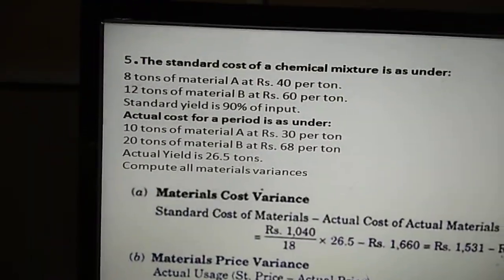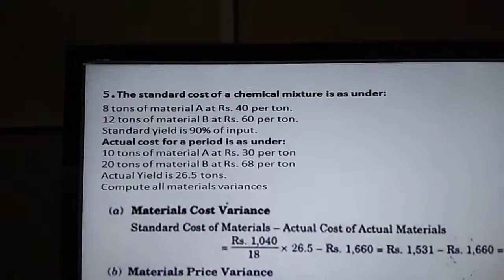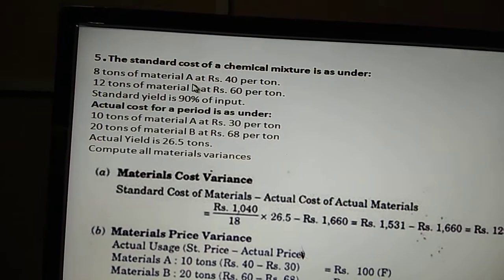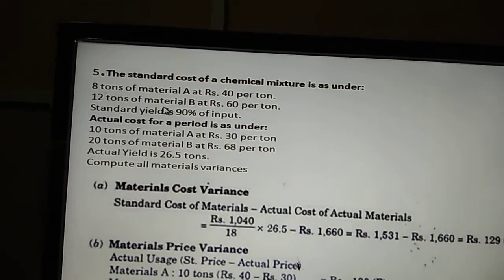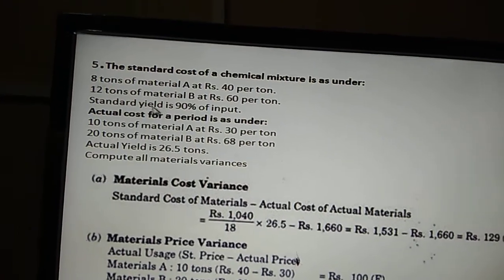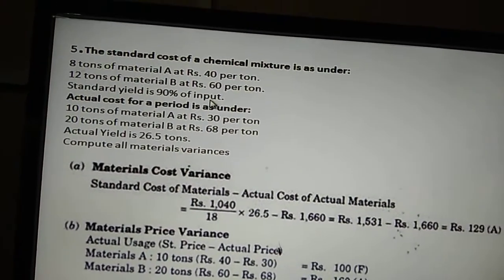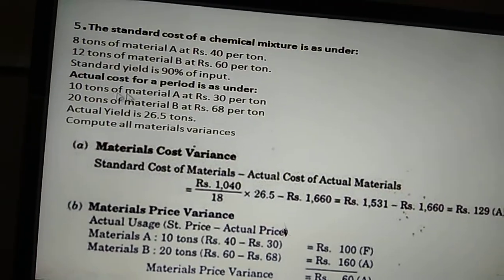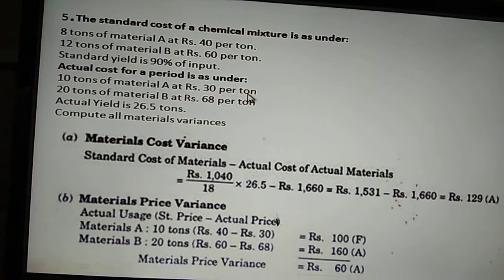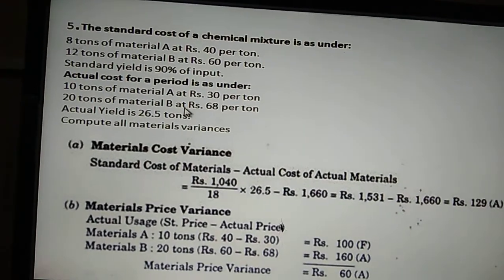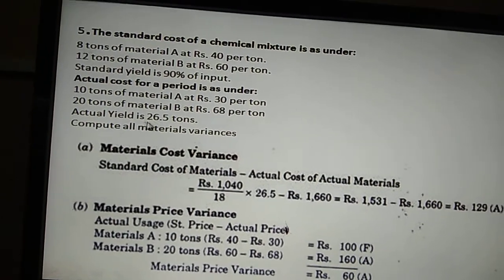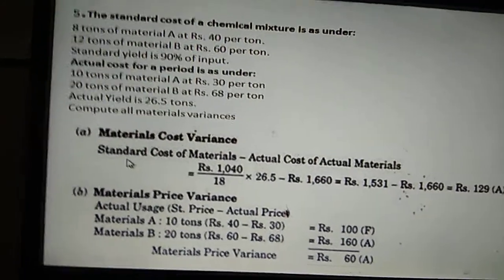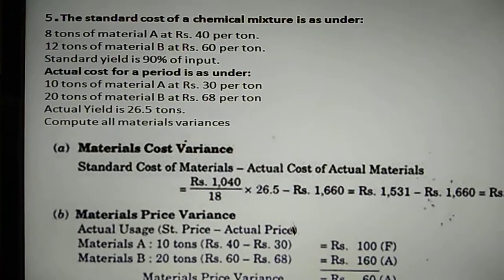Now we'll go to the last problem. Probably it is the last problem I solved. Let me read the problem. The standard cost of chemical mixture is as under: 8 tons of material A at rupees 40 per ton, 12 tons of material B at rupees 60 per ton. Standard yield is 90% of output, which means 10% normal loss is allowed. Then actual cost for a period is as under: 10 tons of material A at rupees 30 per ton, 20 tons of material B at rupees 68 per ton. Actual yield is 26.5 tons. Compute all material variances.